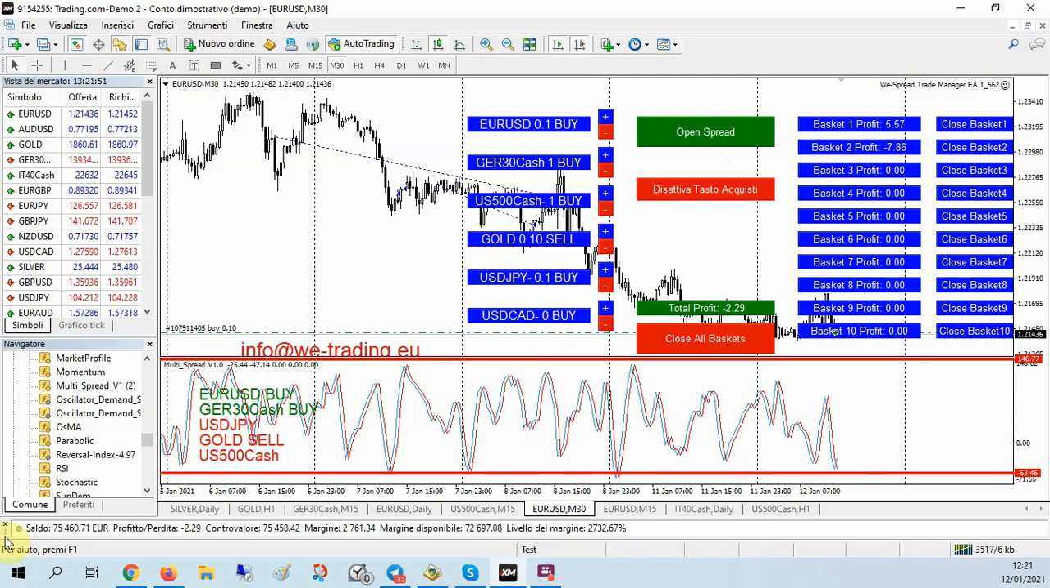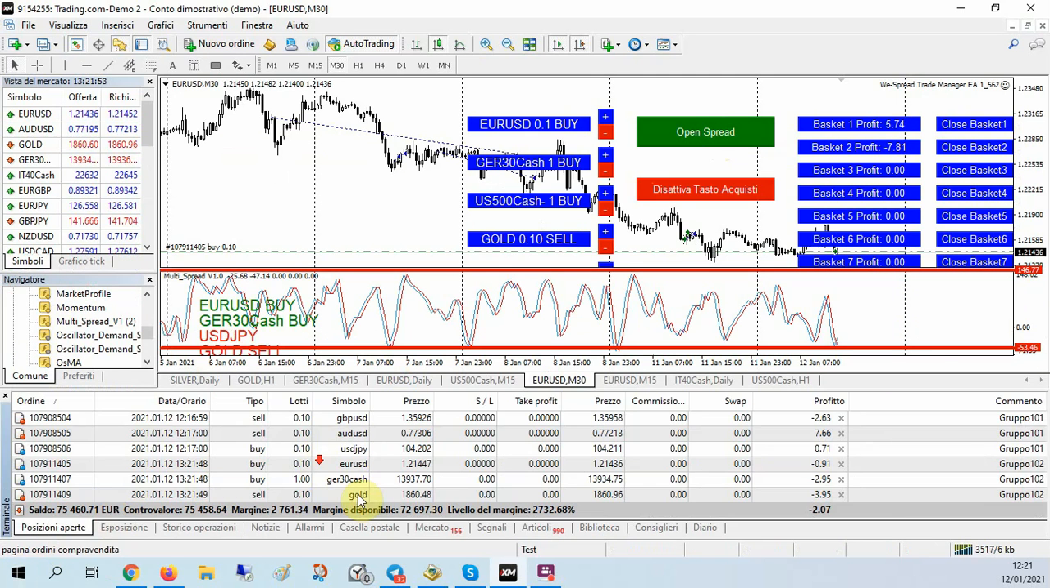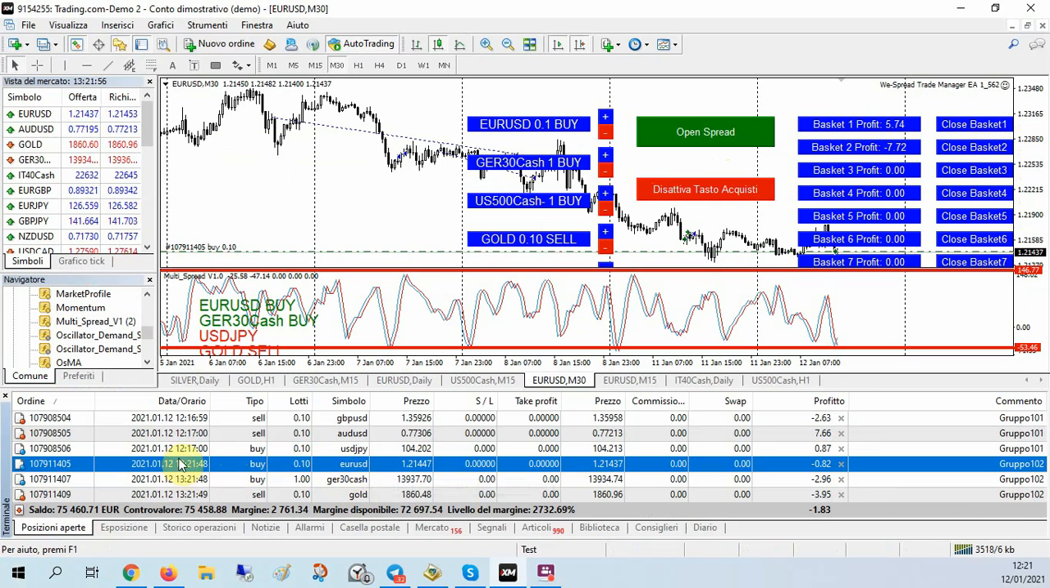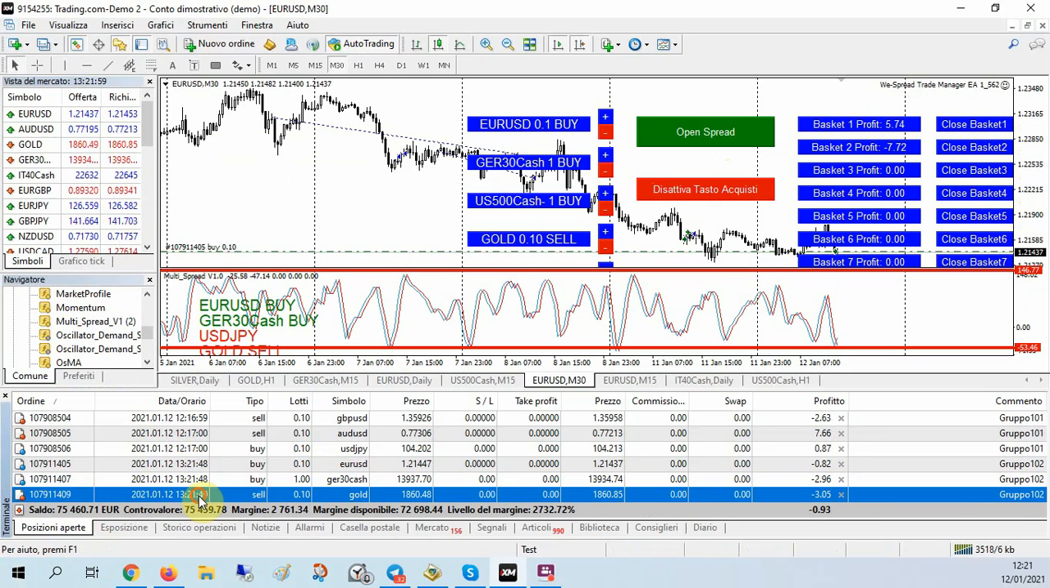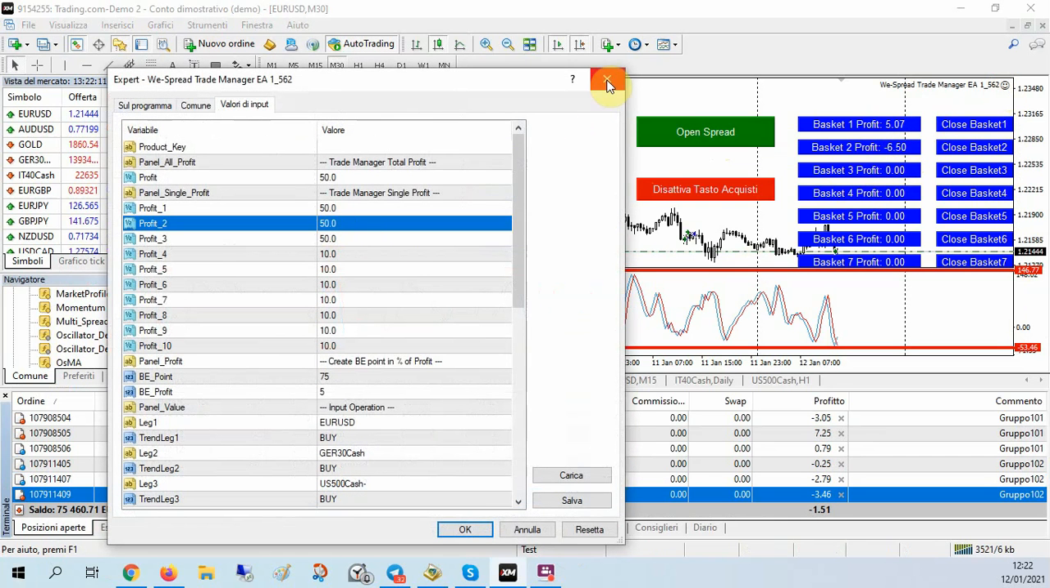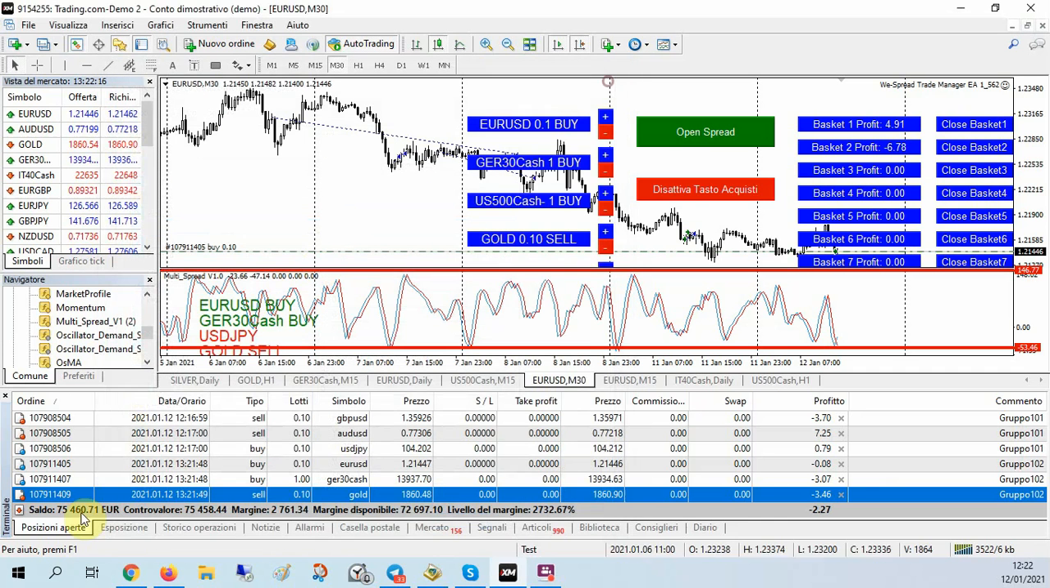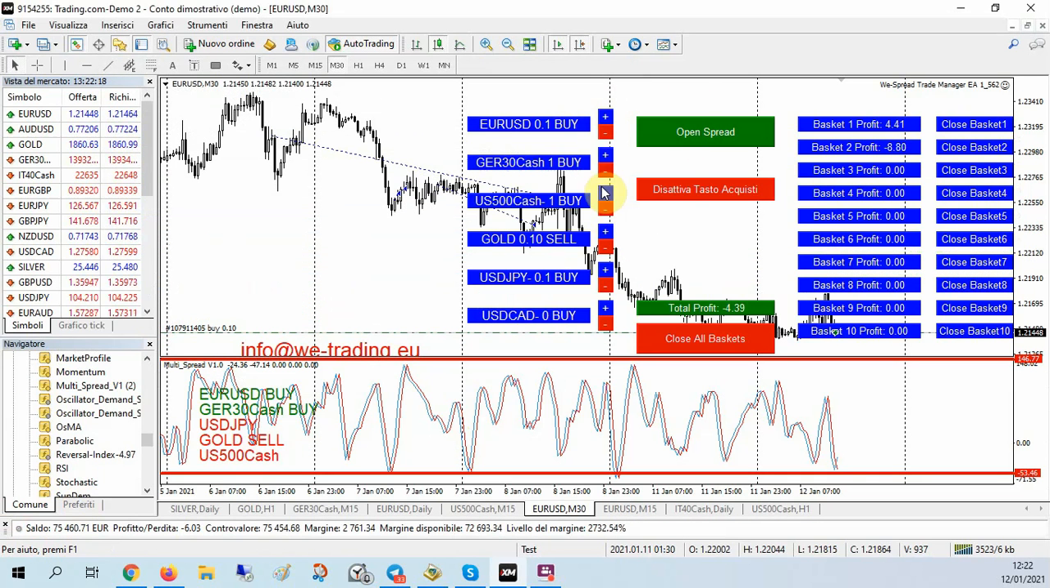As you can see here, we have euro dollar, DAX, and gold in the same direction that you see here. Okay, and we need to wait for the profit target, that in this case I have set at 50 euro. This is very simple because we now only need to wait for prices to go from the low to the top.